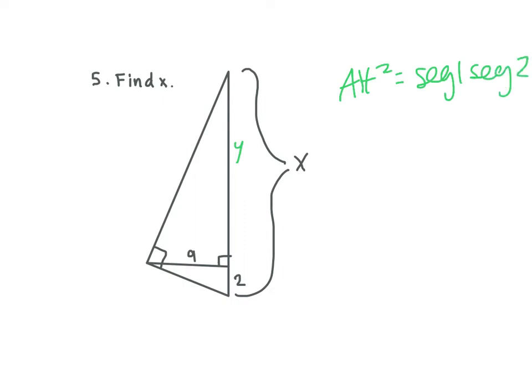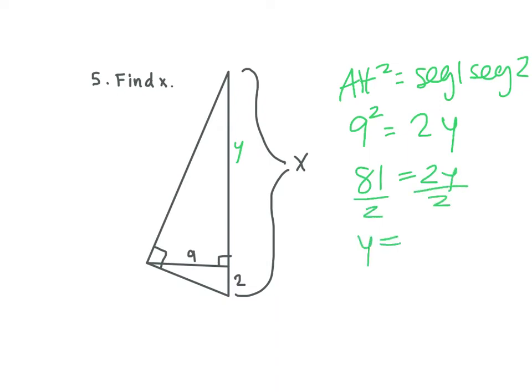So what's our altitude? 9. So we have 9 squared is equal to, what's segment 1? 2. And segment 2? y. So we have 81 is equal to 2y. We just divide by 2. And what do we get for y? 40.5. But we need to find x, so we have to add 40.5 and 2. So for x, we get 42.5.